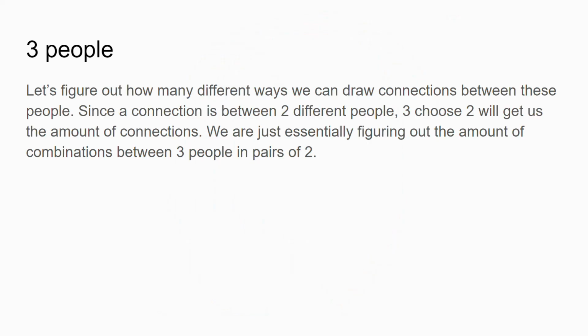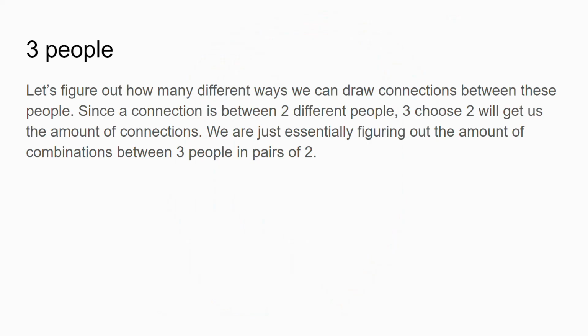23 seems like an absurdly low number compared to 365, the amount of days in a year. Shouldn't there be a greater number of people to be 50% sure? Well, actually no, and here's how it works. Let me explain the math behind this.